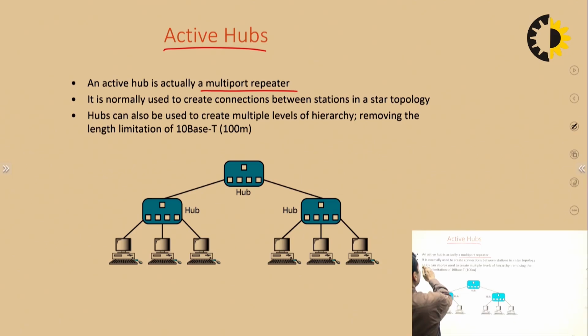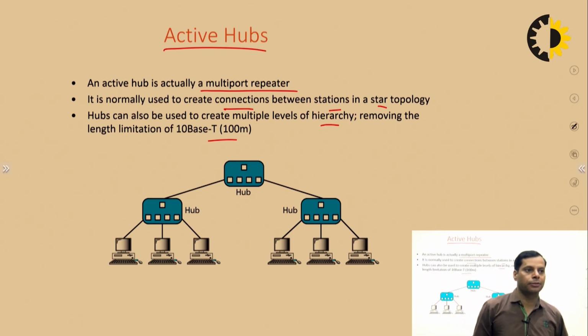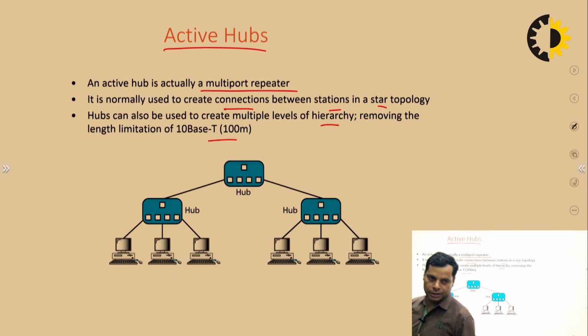Now it is normally used to create a connection between stations in a star topology like this. Hubs can also be used to create multiple levels of hierarchy, removing the length limitation of 10⁻⁴ m. In this section you can see the active hub, this one hub which is connected to this star topology connection. So multi-ports: port 1, 2, 3, 4, 5. That means a number of lanes can be connected with the single repeater here. But it can be used only at the physical layer level.